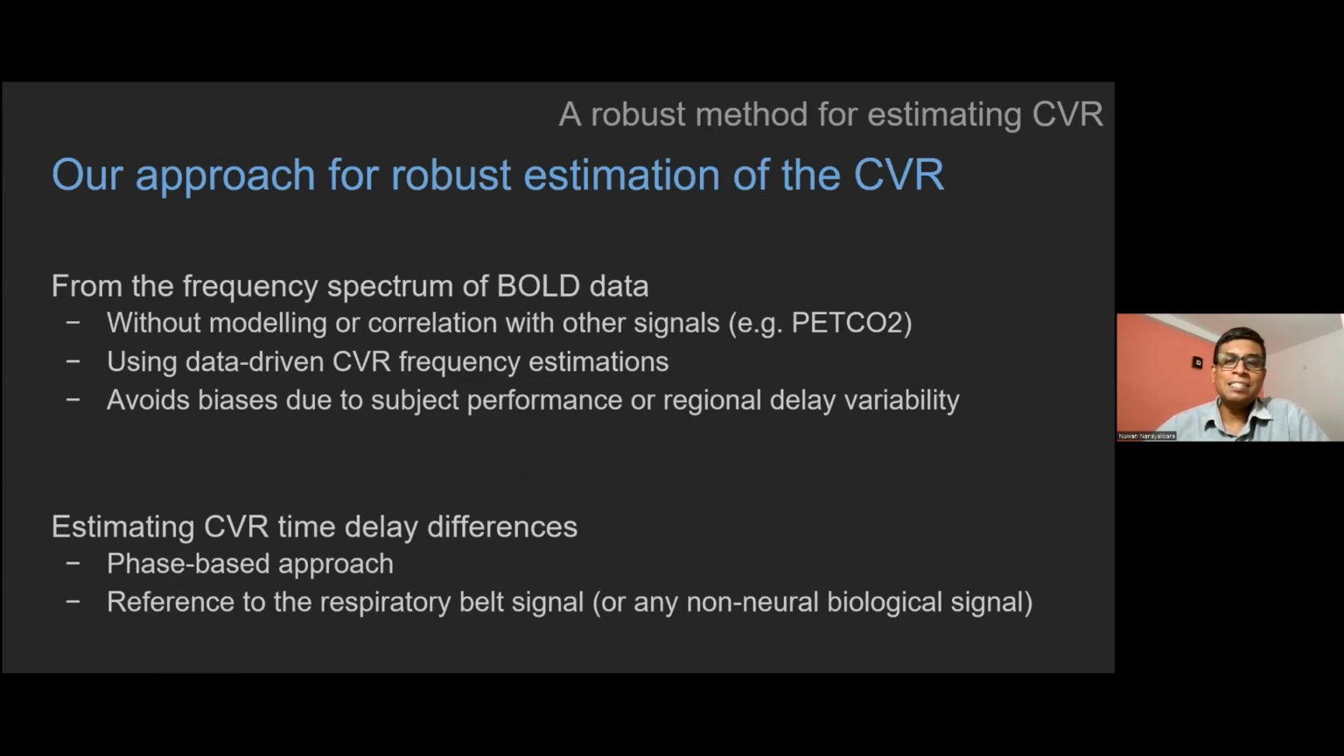In our robust estimation of CVR, what we propose is to use the frequency spectrum of the whole data without modeling or correlation with other signals. So we are using a data-driven CVR frequency estimation, to avoid biases due to subject performance or regional delay variability. Estimating CVR time delay differences needs a reference signal, so we are using a phase-based approach with a reference signal. In this case, we use a respiratory belt signal, but it can be any non-neural biological signal.